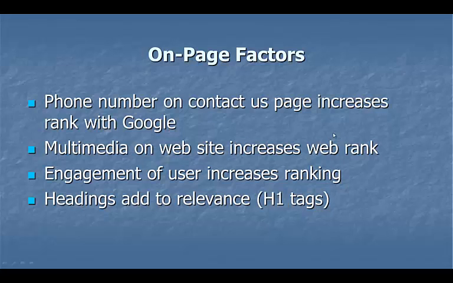Some of the other on-page factors that Google looks for: if you have a phone number on the Contact Us page, this also increases your ranking with Google, because Google likes to see corporate type websites. They don't want to see affiliate ghetto style websites, even though those are the ones that best convert for CPA offers.